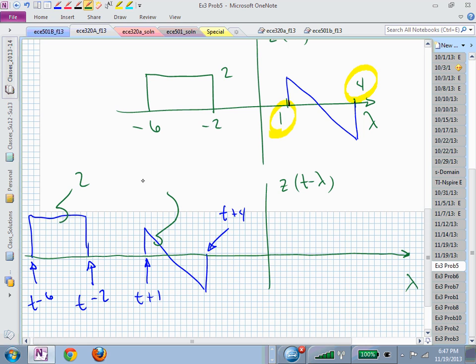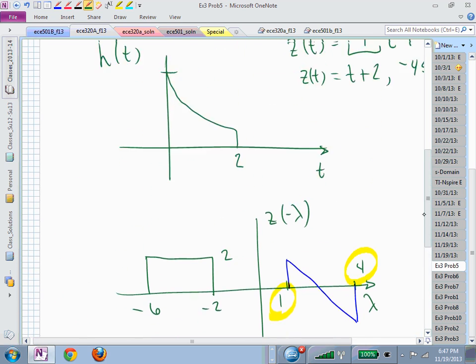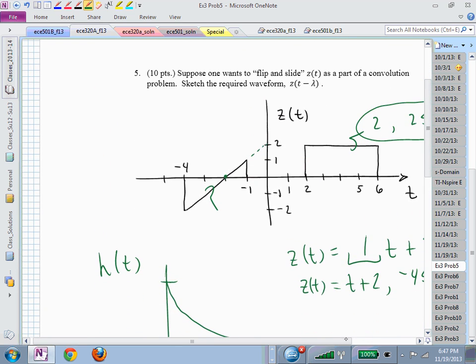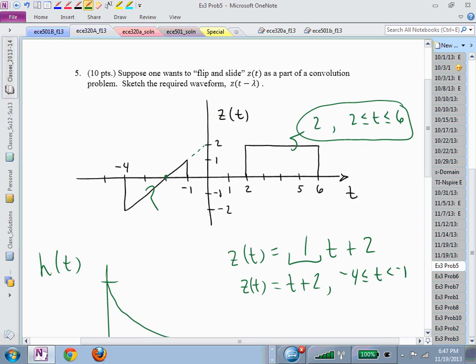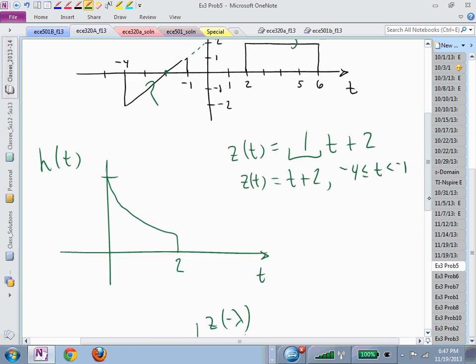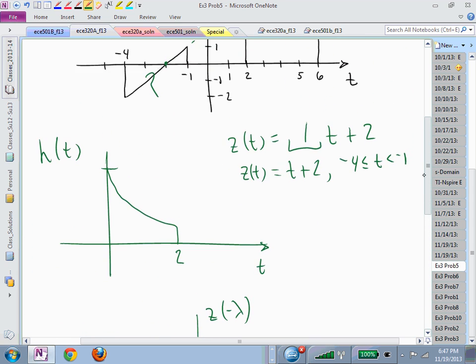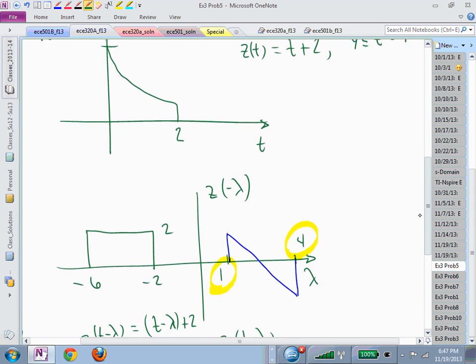We could just go back. We could say, okay, I know it's z of t minus lambda, and I know what z of t was. Oh, it was right here. So it's t plus 2. I can replace that t with t minus lambda everywhere and get the expression that I need. So this is now equal to t minus lambda plus 2.